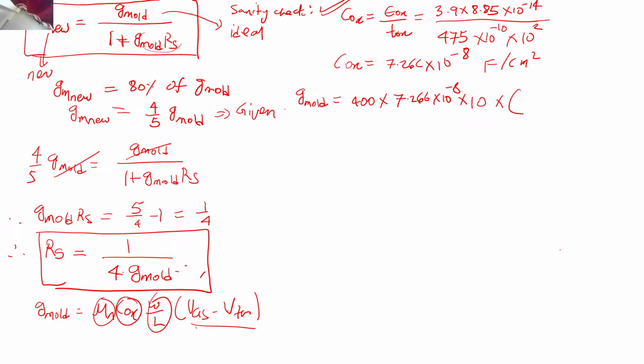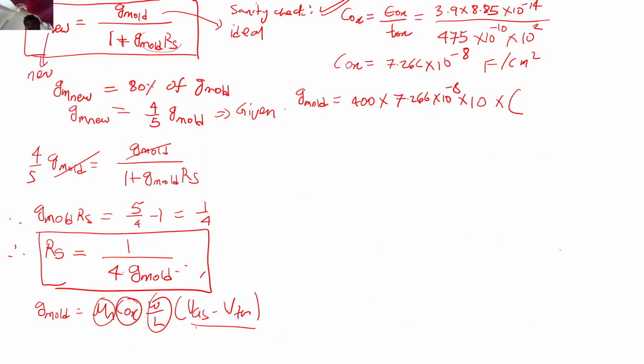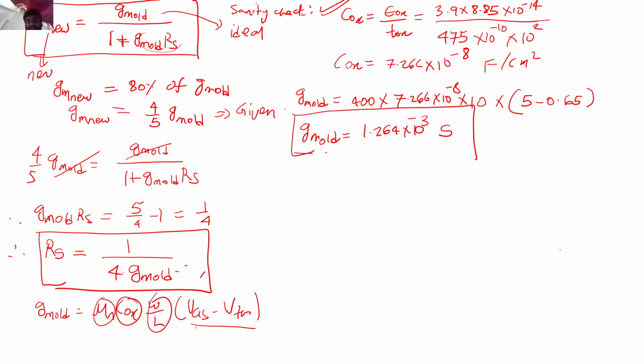Vgs they have given is, I guess, 5 volts, and the Vt is 0.65. So 5 minus 0.65. If we calculate this value, then the Gm old will come out to be around 1.264 into 10 to the power minus 3 Siemens. So this is the value of Gm old that I have calculated. Now we will substitute it in this.